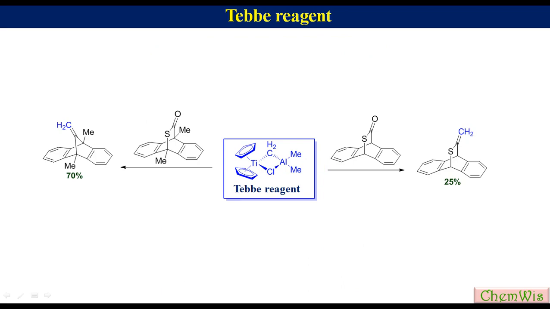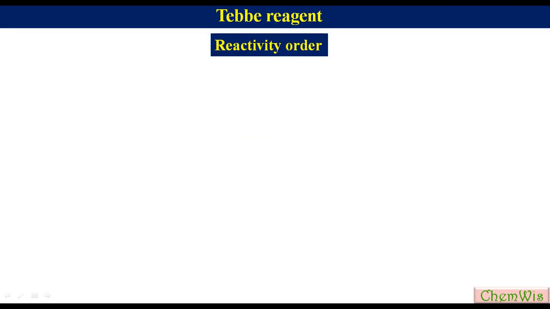Methylation of thioester or thiolactone to give vinyl sulphide using Tebbe reagent is very rare. This is an example where a thiolactone has been converted to the corresponding vinyl sulphide in low yield. However, under the same condition, this dimethyl analog of the same thiolactone gives methanothracene derivative.